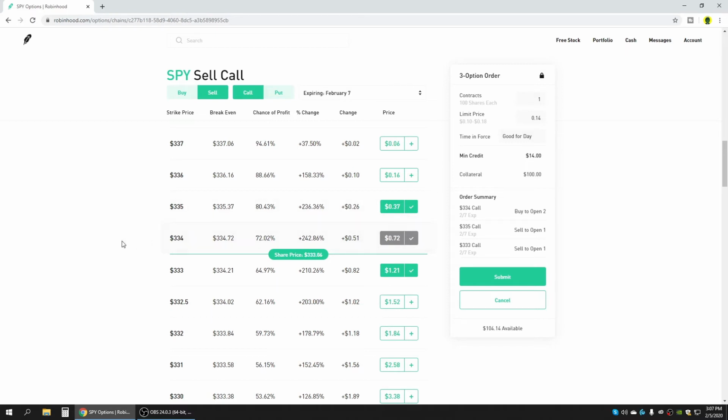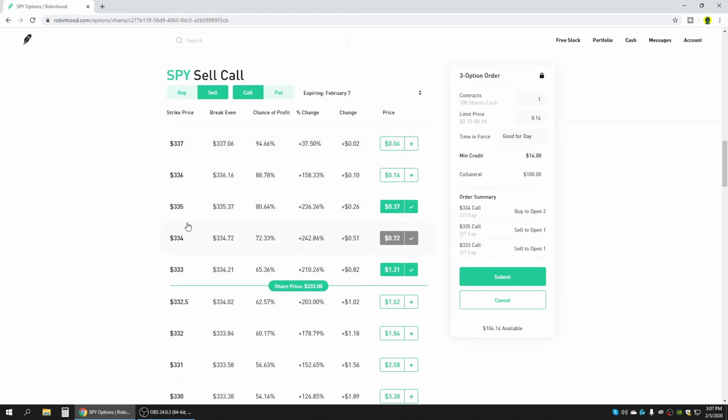But you also have to factor in your break even, which in this case, you have a $14 credit. So you would do 335 minus 14 and 333 plus 14. So it'd be 333.14 on the bottom side of the butterfly, and then it would be 334.86 on the top part of the butterfly. So if SPY ended at 334.86 on expiration, February 7th, we would make no money and we would lose no money, because we would just have to pay back the $14.